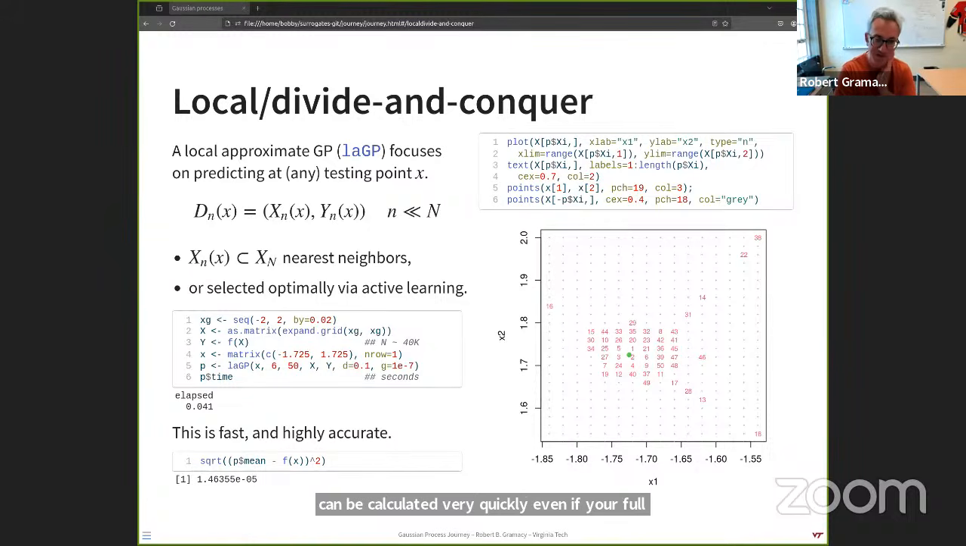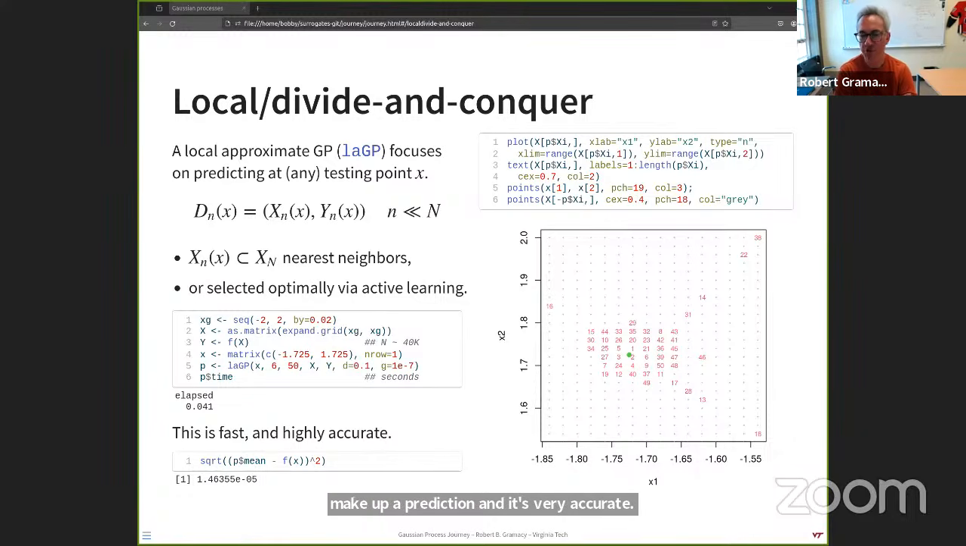For example, on this slide, I used a neighborhood of size 50, and I selected those 50 locations optimally, but it only took 0.041 seconds to do so. And then I can make a prediction, and it's very accurate. Its RMSE is to within 10 to the minus 5 of the truth.